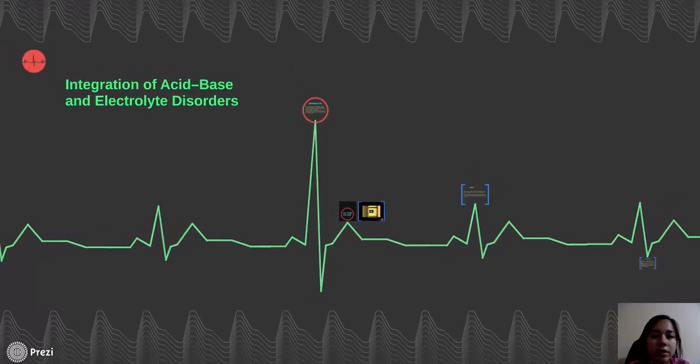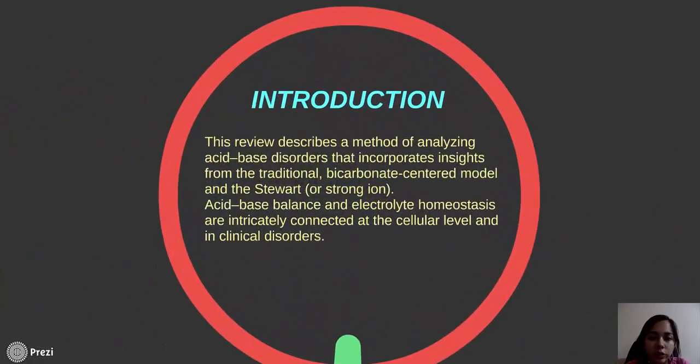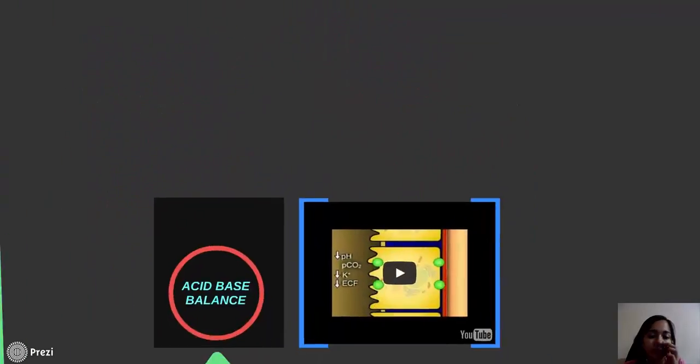Integration of acid-base and electrolyte homeostasis. Introduction. This review describes a method of analyzing acid-base disorders that incorporates insight from the traditional bicarbonate-centered model and the Stewart model, or strong ion approach. Acid-base balance and electrolyte homeostasis are intricately connected at the cellular level and in clinical disorders.